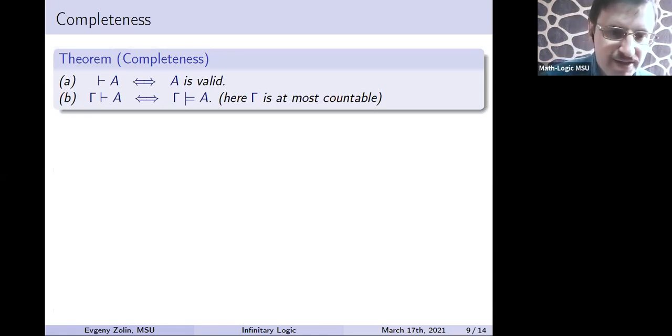So we state this completeness theorem. Our axiomatic system, the axioms and the rules, is complete in the following sense. A: a formula is provable if and only if it is valid. B: a formula A is derivable from a set of hypotheses gamma if and only if it follows from gamma. This means that for any evaluation V, if gamma is true under V, then A is true. If all formulas from gamma obtain the value 1, then V of A is 1. And again, item B is formulated for countable sets gamma only.